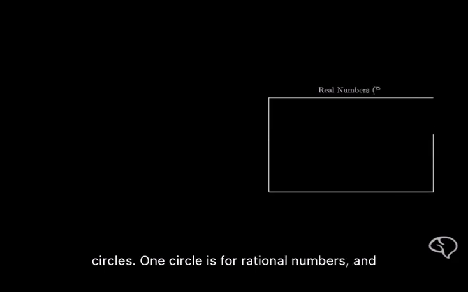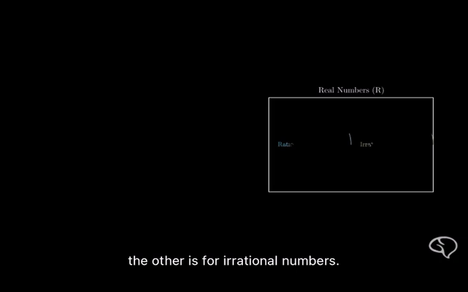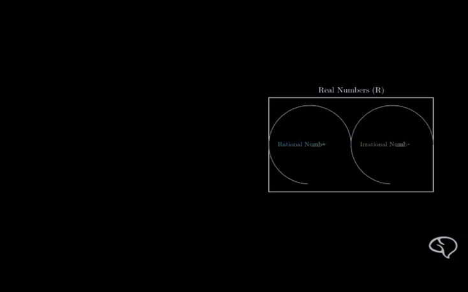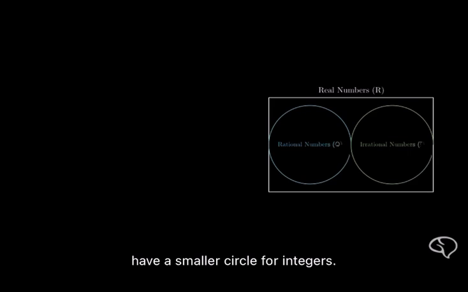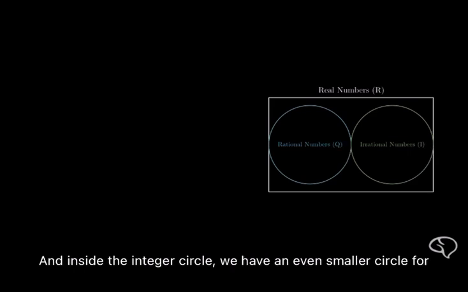Let's visualize this with a diagram. Think of a large rectangle representing all real numbers. Inside this rectangle, we have two large, non-overlapping circles. One circle is for rational numbers, and the other is for irrational numbers.